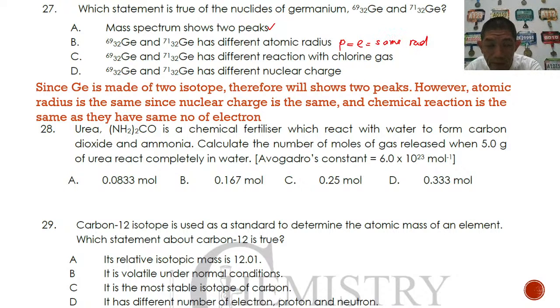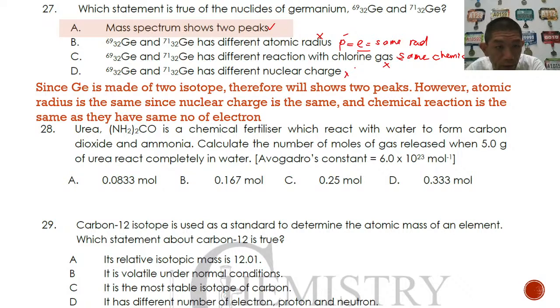So they are going to have the same radius, and so B is wrong. As for C, germanium-69 and germanium-71 react with chlorine gas. Since they have the same number of electrons, they are going to have the same chemical property. So here, C is also wrong. And D, germanium-69 and germanium-71 have different nuclear charge. Nuclear charge refers to the number of protons, so they are the same, so that is also wrong. So the best answer in here is A.